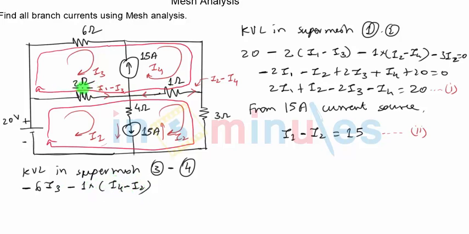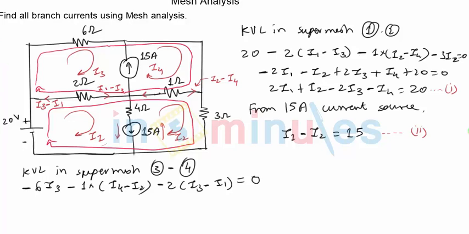Next will be current through 2 ohm resistance. I3 is flowing towards left and I1 is flowing towards right. So the overall current that I can define through 2 ohm resistance towards left this time will be nothing but I3 minus I1. So the drop will be minus 2 into I3 minus I1 equal to 0.